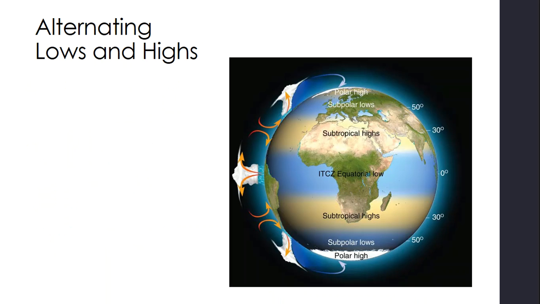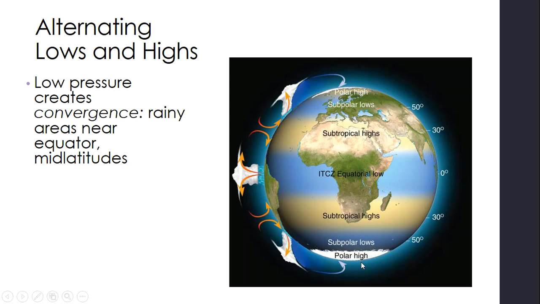So again, we're getting these alternating highs and lows. Polar high, subpolar low, subtropical high. The ITCZ is an equatorial low, high, low, high. So low pressure creates convergence, which you have this air coming together and then rising. And so you get rainy areas near the equator. Here are those clouds rising up. And then you also get them at the mid latitudes right there.